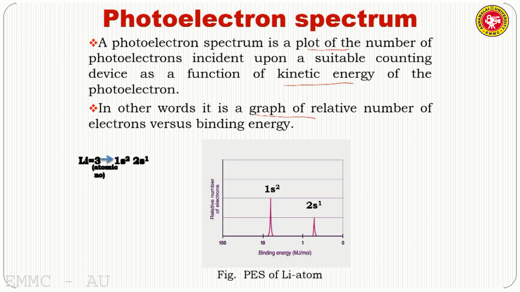Here is a simple example for lithium atoms. Lithium has atomic number 3, with electronic configuration 1s2, 2s1. 2s1 is a valence electron, and 1s2 are the core electrons. These core electrons require a somewhat higher amount of energy when compared to the valence electron.